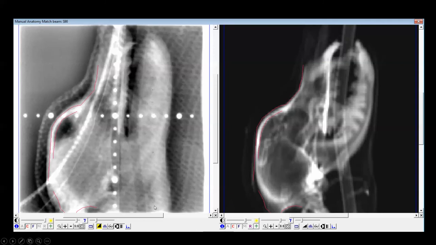This is the actual X-ray. This is called a port film. Port films are generally lower quality radiographs because of the energy being used to make the X-ray.